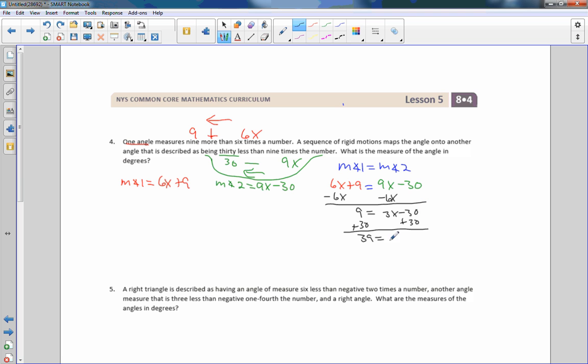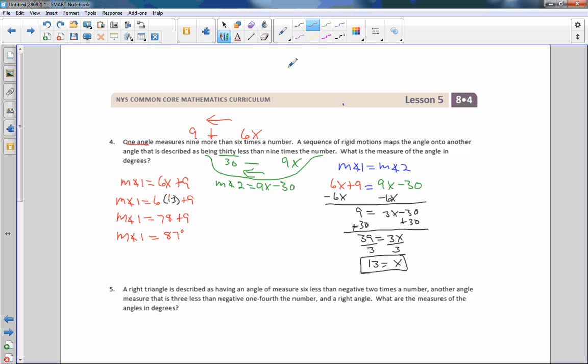This cancels. 3x on the right. Divide by 3, divide by 3, and I get x to equal 13. I will then plug that in. So the measure of angle 1 equals 6 times 13 plus 9. The measure of angle 1 equals 6 times 3 is 18, carry the 1, 6 and 1 is 7, plus 9. The measure of angle 1 equals 87 degrees.